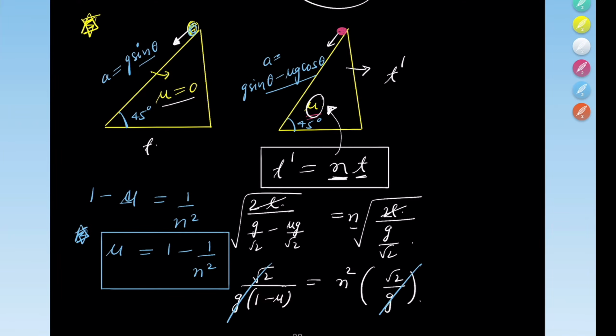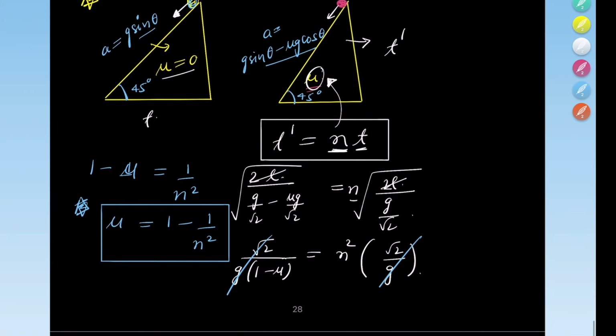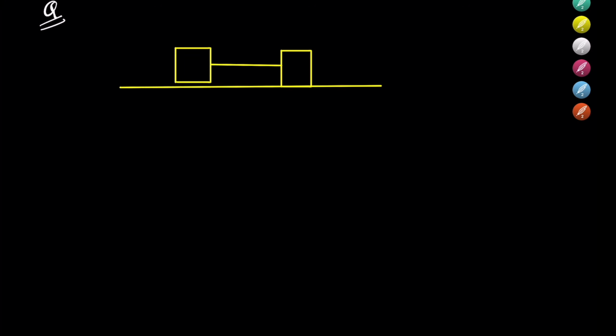Moving on to the next question. Block and string problems have been asked multiple times, so let's quickly see how to solve these questions. Suppose we are pulling the block by 100 Newton force. This is a 4 kg block, and this is a 6 kilogram block. So what will be the tension acting on the string between the blocks?